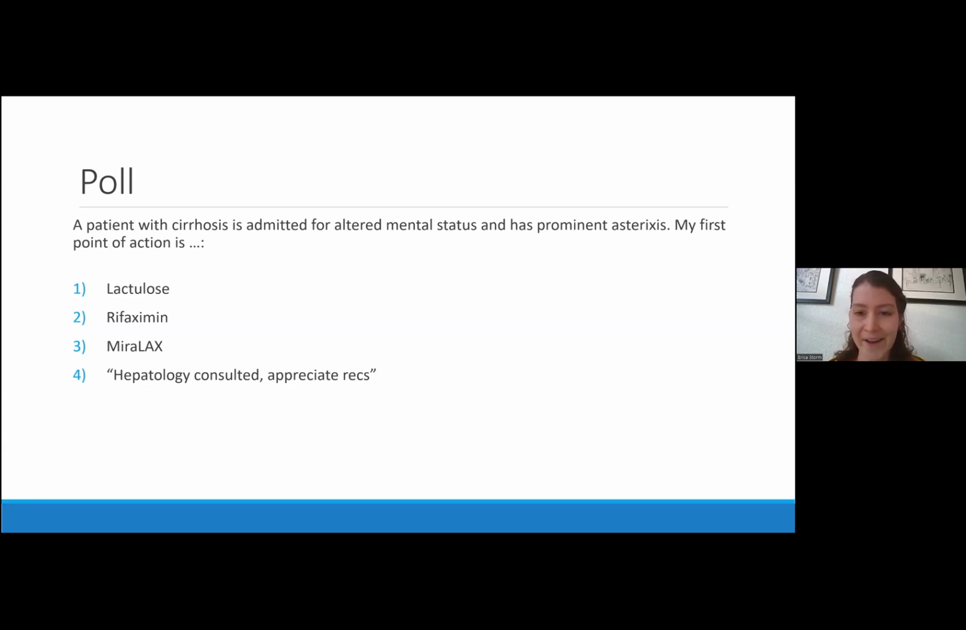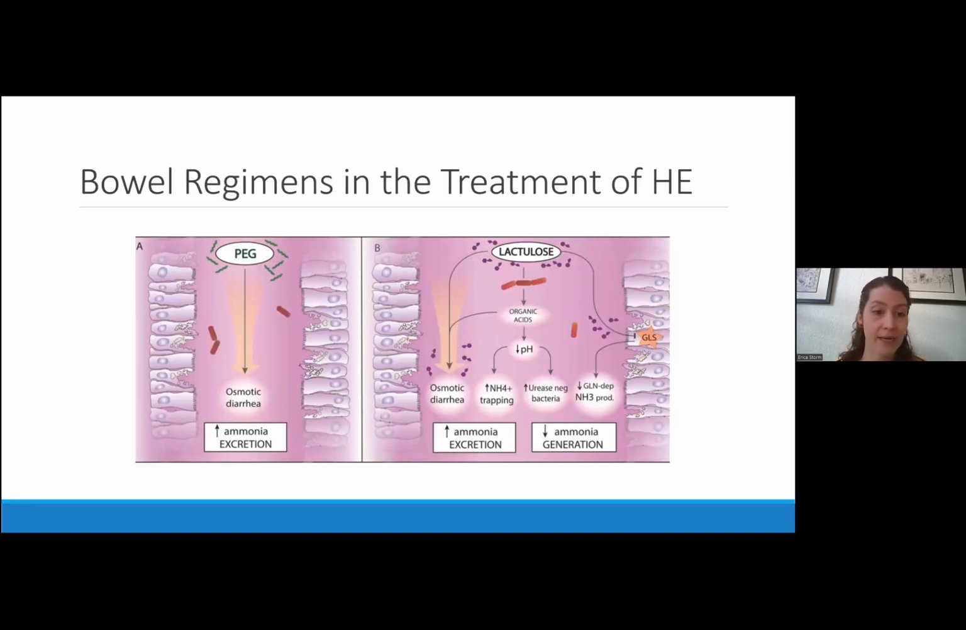Okay. Everyone who chose lactulose, which seems like the vast majority of people, is perfectly valid in choosing that. Lactulose has been our mainstay laxative for encephalopathy since it first came out in the 60s. And that's because when we've looked at the actual mechanism of action, it has additional ammonia reducing mechanisms over some of our classic osmotic laxatives like Miralax or polyethylene glycol. And there have been a couple of ways that we've seen this.